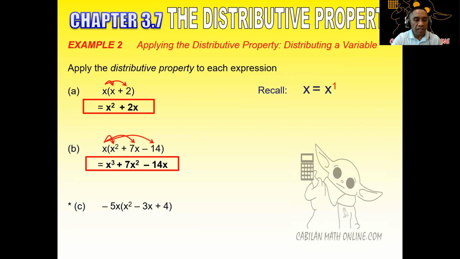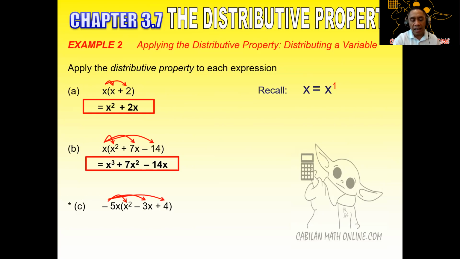All right, so for this last one here, not only do we have a variable, we also have a number in front of it, and that number happens to be a negative. So be very careful when you're distributing this negative 5x. When you distribute this negative 5x, we're multiplying it to the x squared, we're multiplying it to the negative 3x, and we're multiplying it to the positive 4.